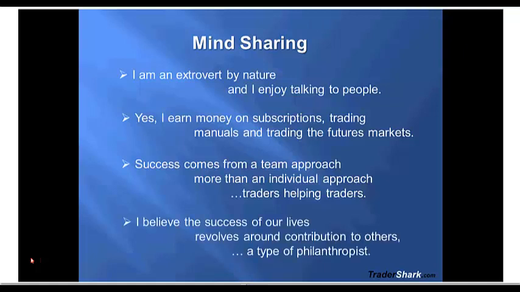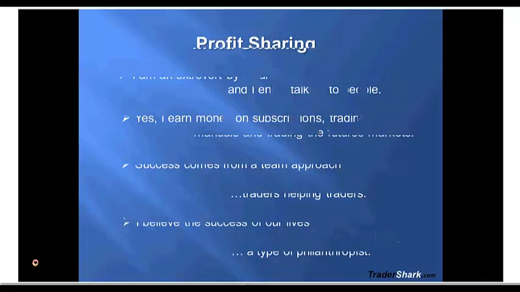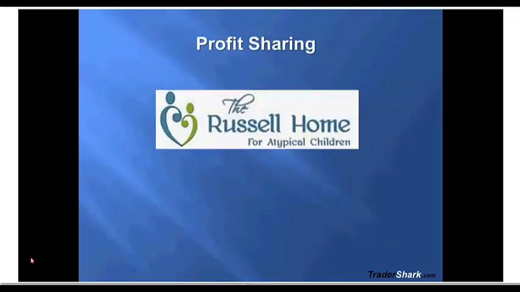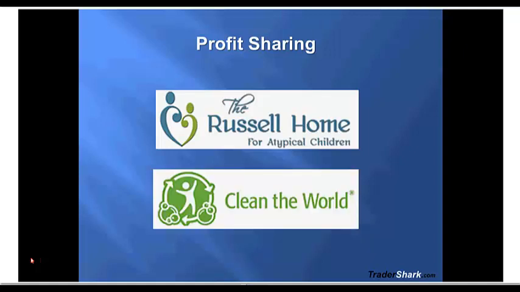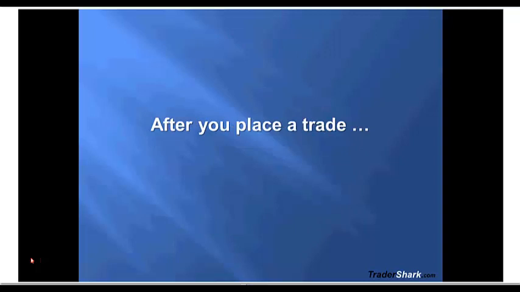And it's going to sound a little bit odd, but I believe the success of our lives really revolves around the contribution to others. So a type of philanthropist. And it's profit sharing. In other words, when I make some money on certain areas, I have a certain percent that I'll owe to a charitable organization, and I encourage everybody else to do the same. The Russell Home for Atypical Children and Clean the World, where they actually take soaps from all the different hotels and distribute it to the children that are not able to purchase items like that.